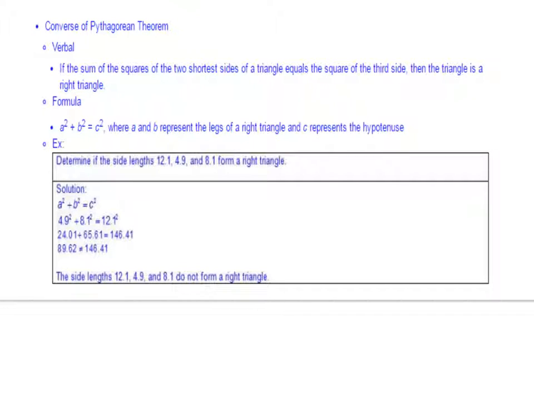So if you square these two, you'll come up with 24.01 plus 65.61, and if you add that together, you'll get 89.62. And if you square 12.1, you'll get 146.41. And notice 89.62 does not equal 146.41, meaning that it does not form a right triangle, or does not form a square at the base. So no right triangle here, according to the converse.